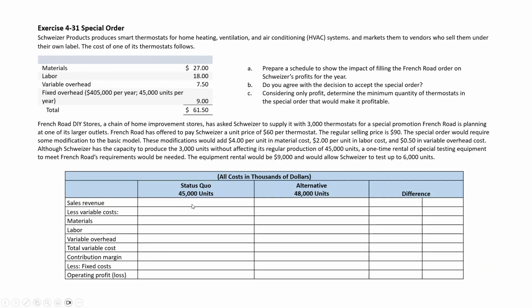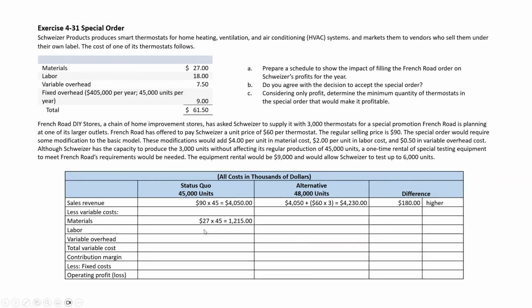So let's first calculate our sales revenue at status quo. $90 per selling price is our current selling price. You notice to take off the 1,000, I multiplied it times 45 instead of 45,000. So it's going to be 4,050. Ultimately, that's $4,050,000. Alternative would be not only the 4,050 that we're going to earn at status quo, but $60 per unit times the 3, or 3,000, because we're taking off the zeros, is 4,230. So the additional revenue is going to be $180,000 higher, which is a good thing, but it's going to come with additional costs.